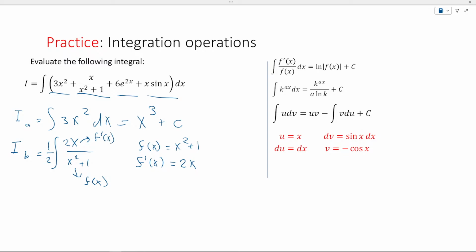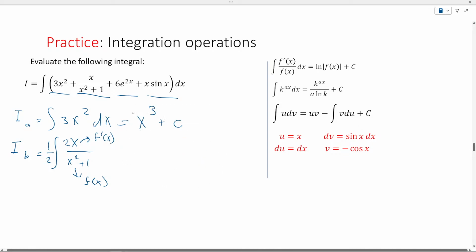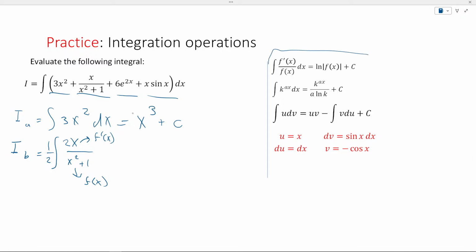If I have a function and its derivative, I have a rule for this. That would be 1 over 2 ln of my function, so that's x squared plus 1. And then there's a constant here. Let me just ignore these constants; I will put it at the end. That's my function, and 1 over 2. So that's a trick.